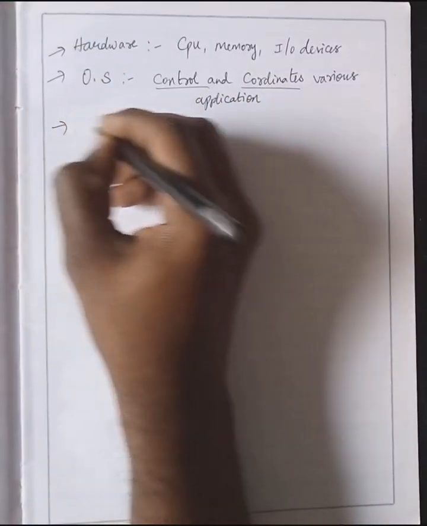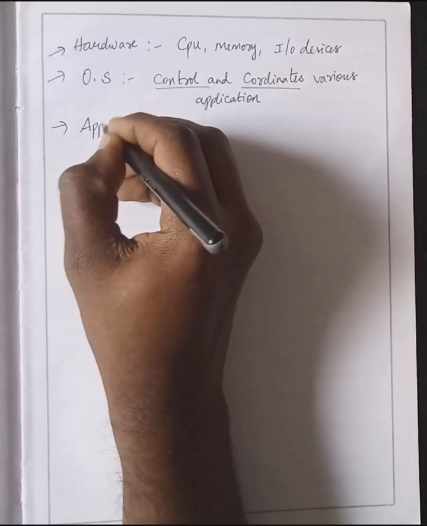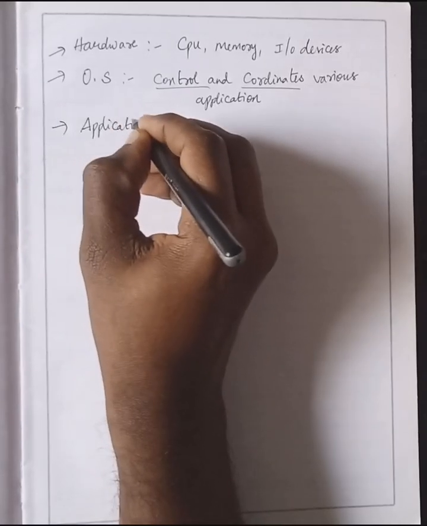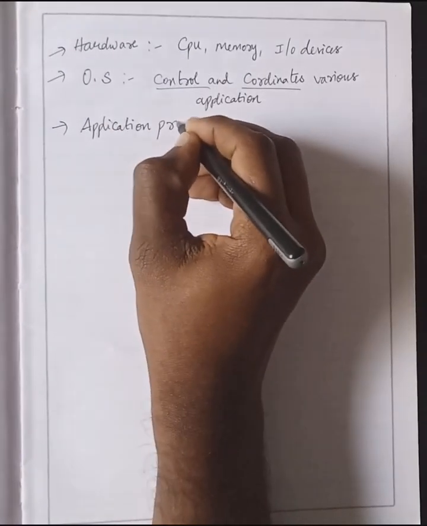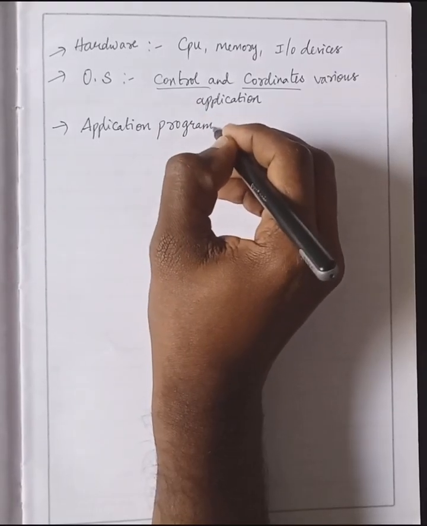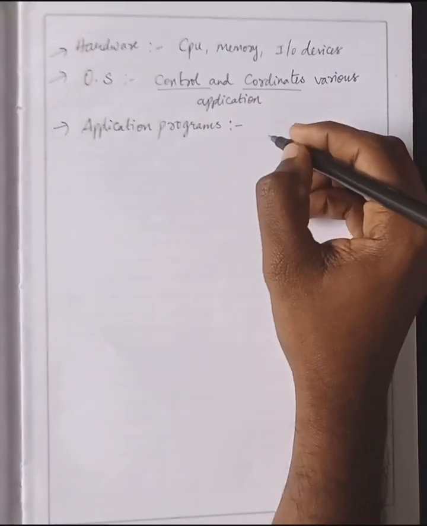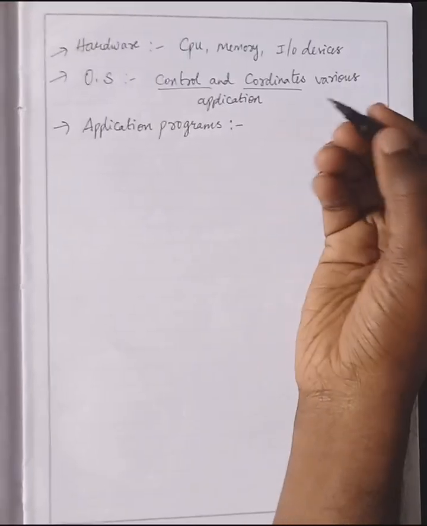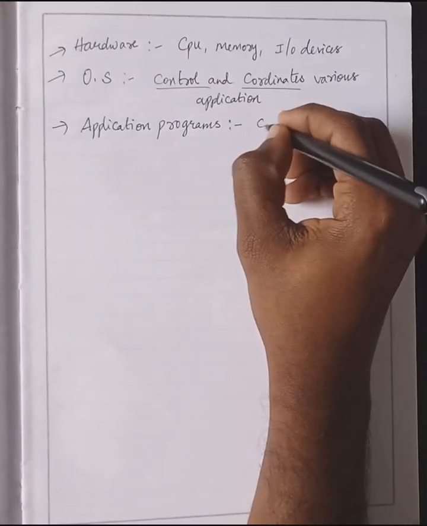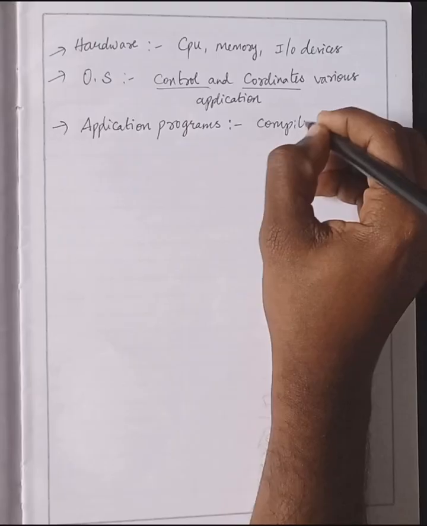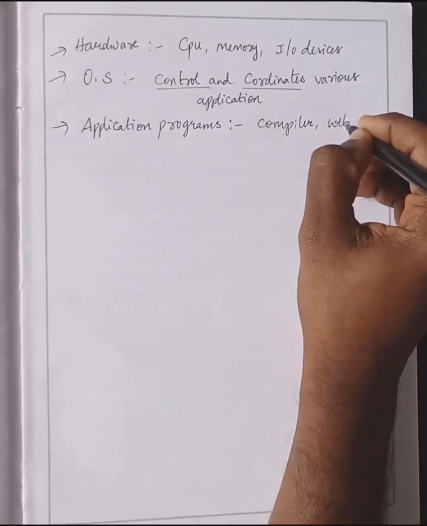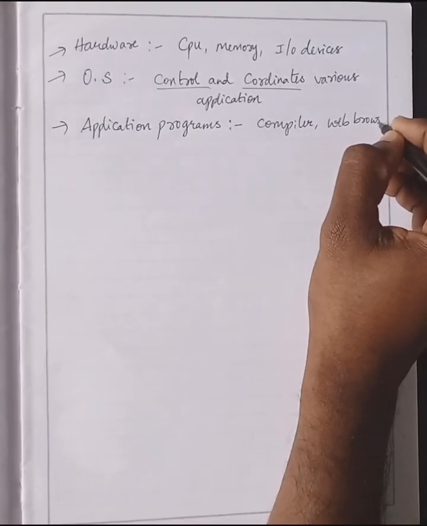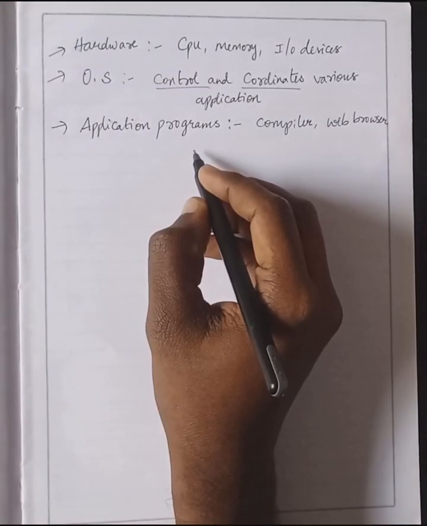Then comes the application program. Application programs are nothing but the programs that programmers develop and the user is going to use. They are called application programs. The application program can be any program, like a compiler program or web browser. The normal software programs, whatever we run, everything comes under application program.